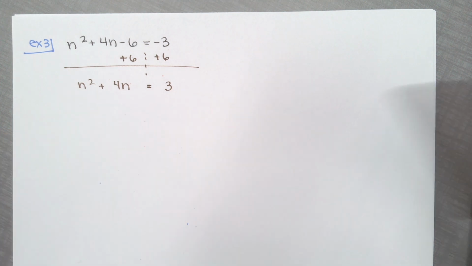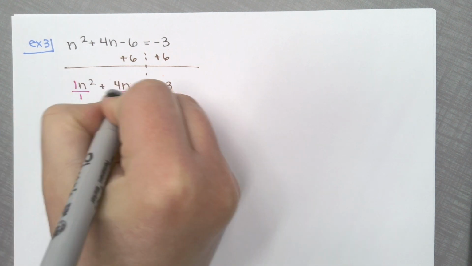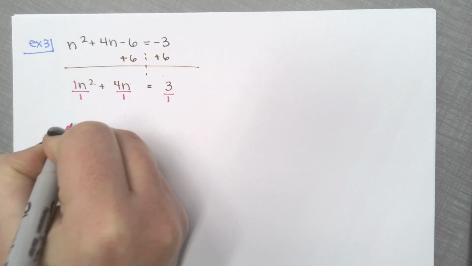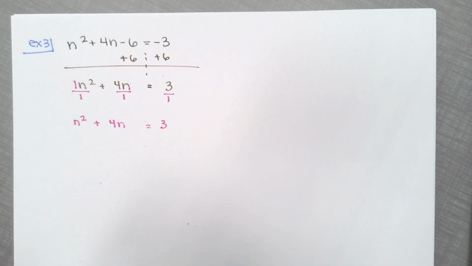Step number 2 is you're going to divide by the leading coefficient. In this case, our leading coefficient is 1, so we are dividing by 1. Even though it's 1, beautiful people, please don't skip this step, because we want to get you into the habit of dividing by the leading coefficient.